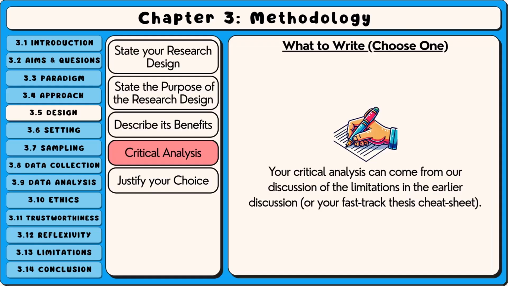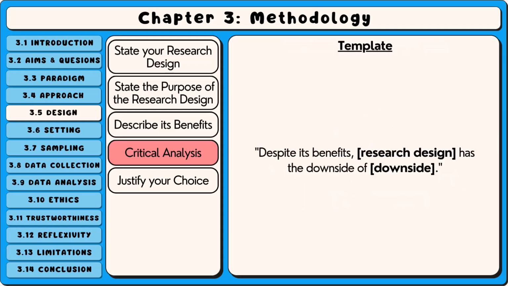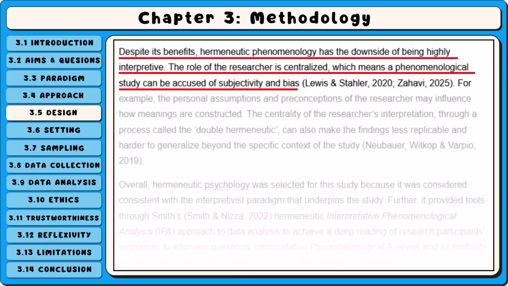The next step is to critically analyze your chosen design. Again, earlier I mentioned some limitations of each research design, or you can use the fast-track cheat sheets where I present limitations and critiques of each design in significant detail, and I'll also provide references you can cite. Here's a template. "Despite its benefits, your research design has a downside of," and then name the downside. Here's a sample. "Despite its benefits, hermeneutic phenomenology has the downside of being highly interpretive. The role of the researcher is centralized, which means a phenomenological study can be accused of subjectivity and bias."